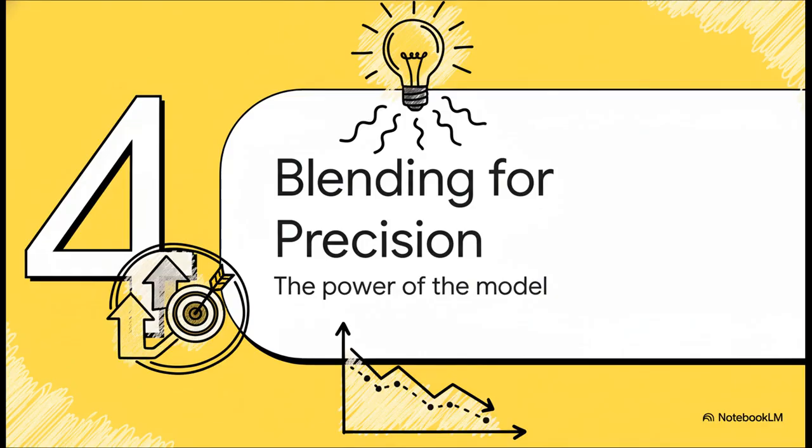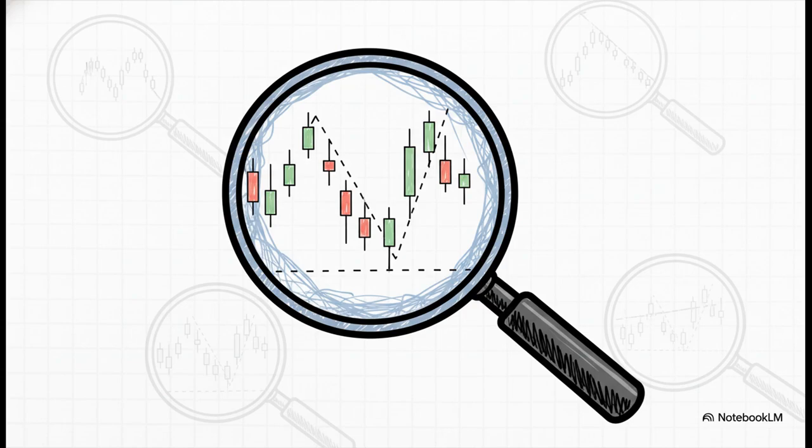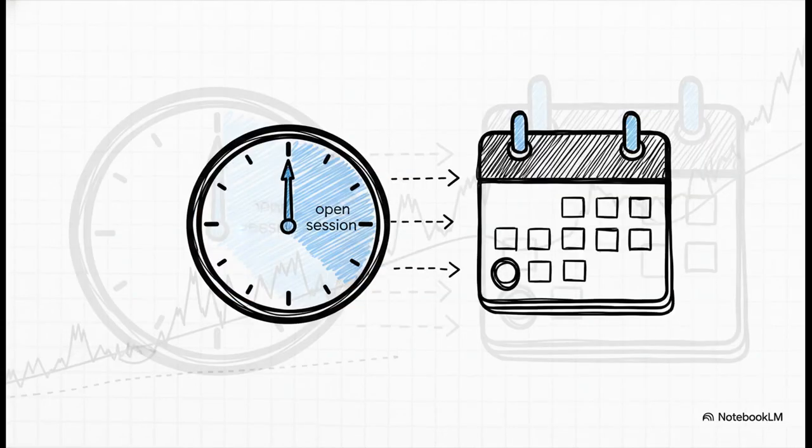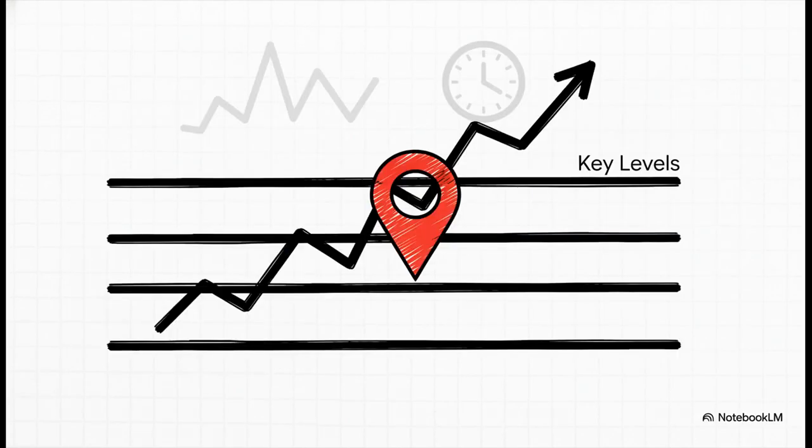All right, now for the really cool part. This is where we put all the pieces together. Blending these elements is what gives you that precision. It's the real aha moment of this whole model. So, you've got your price patterns. They tell you what to look for. Then you have time cycles. They tell you when to look. And finally, the key levels. They tell you where to look.